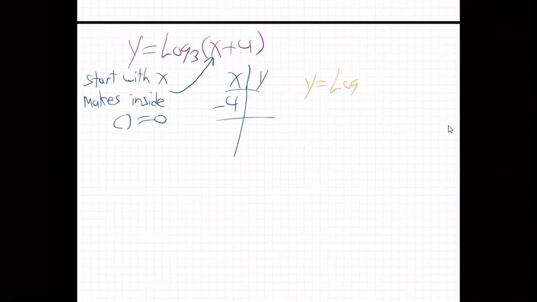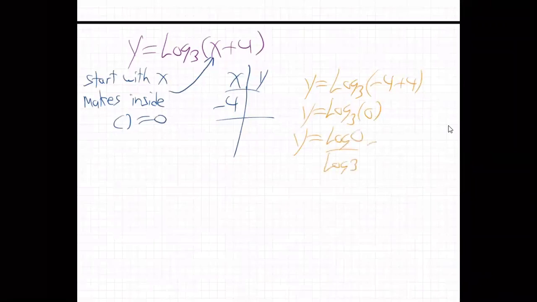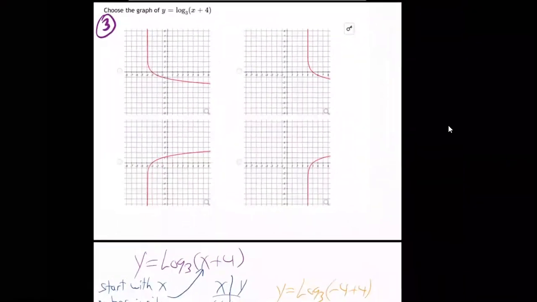So y will equal log base 3 of -4 plus 4. Y equals log base 3 of 0. So the base goes to the bottom. Hit the buttons on your calculator, get an error because you can't put 0 into a log. So that's your vertical asymptote. So right away, we know the real graph has a vertical asymptote at x equals -4.